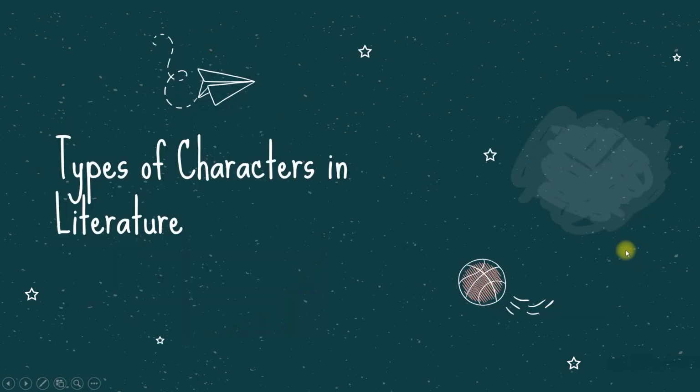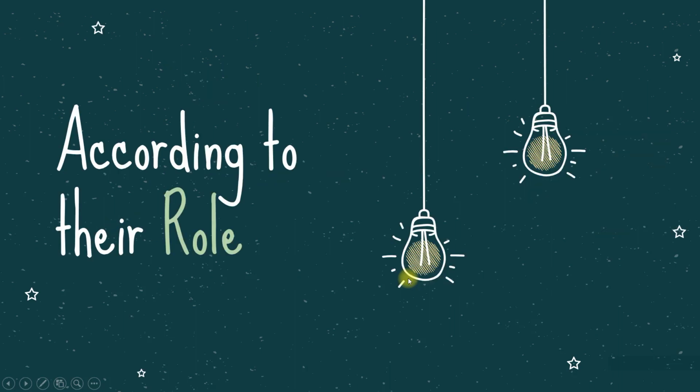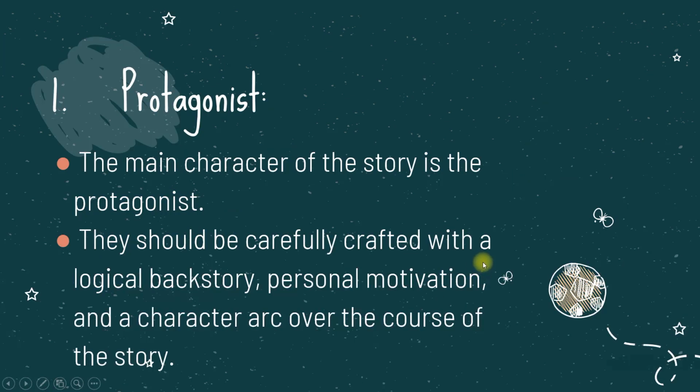So there are types of character in literature. These types of characters are divided into three categories for the context of this lesson. No? First is according to their role. The role they play in the story is crucial because that's how they will act within the story. Ano ba yung kumbaga, sino ba sila within the story? Ano ba yung kanilang role nila. So, I believe most of these or all of these are incredibly familiar to you already. But let's go on to the first one.